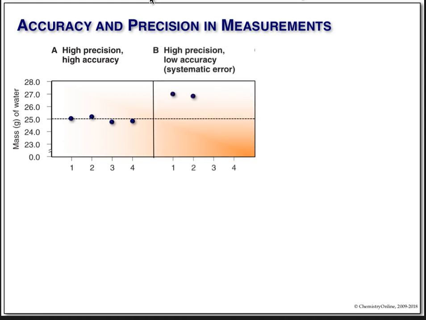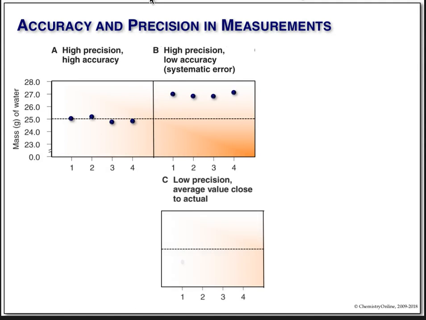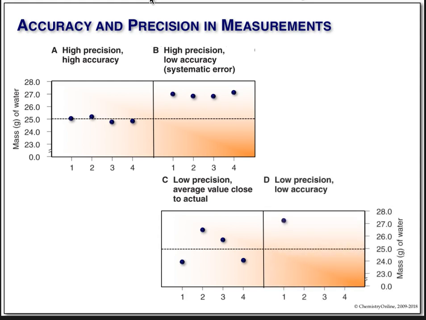We can have high precision with low accuracy. Once again, they're all the same, but they're wrong. We can have an array of data of very low precision, but actually if you take all these numbers and average them together, they're right on the line. So the average value is accurate, but it's a very low precision measurement. And finally, this is just all over the place, low precision, low accuracy. Any questions?